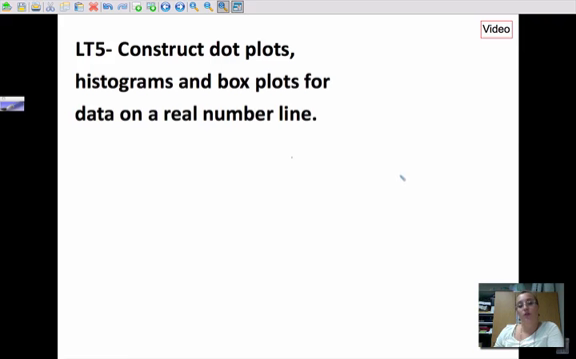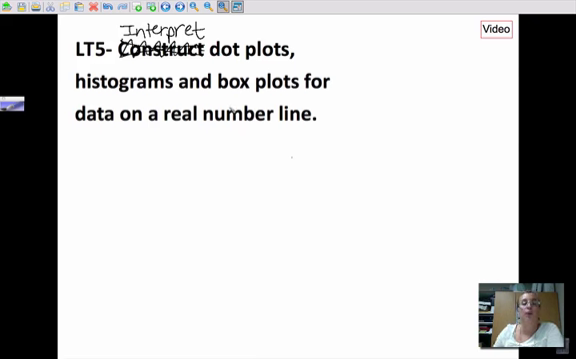Okay, so Miss Olson, Mr. Graff, and I were talking, and we decided that we're going to change Learning Target 5 a little bit. We decided it's not as important to us that you know how to construct these dot plots, histograms, and box plots, but that you know how to interpret them. So go ahead and change that on your notes, that instead of constructing dot plots, histograms, and box plots, we're going to have you interpret, which means you're going to have to read them and gather information and answer questions about them.